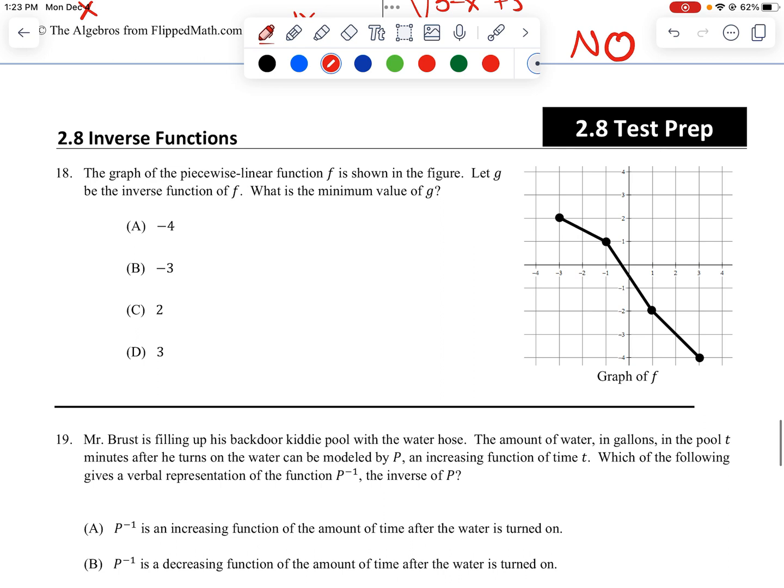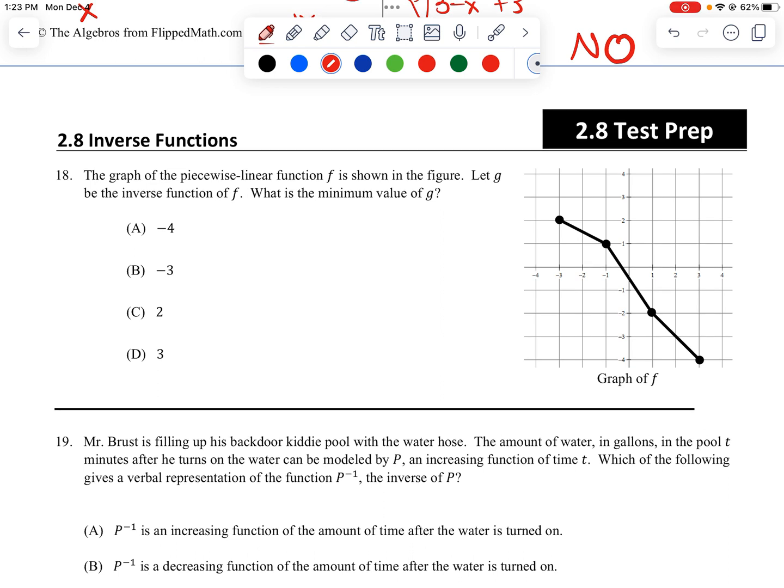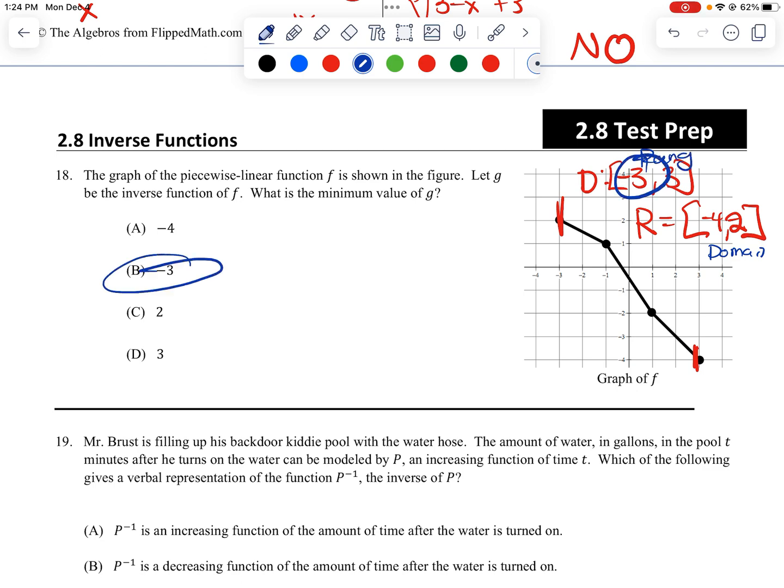All right, the graph is linear. Let g be the inverse. What is the minimum value of g? Well, if I look at this, my domain is negative 3 to 3, and my range is negative 4 to positive 2. So again, it swaps. So on my inverse, this is the domain, and this is the range. So if I want my minimum, it would be at negative 3.